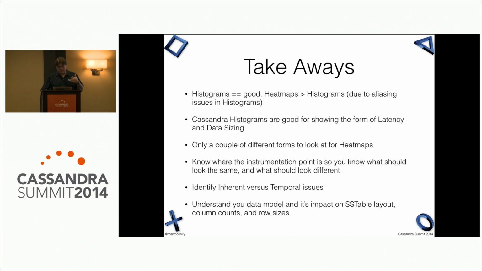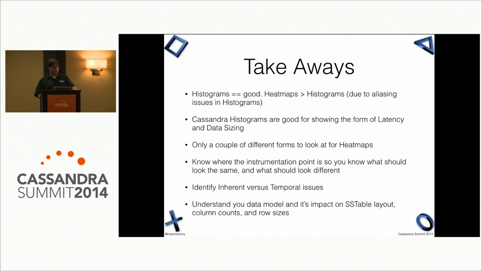So reiterating, histograms good, heat maps are better, mainly due to that aliasing. You can do histograms or heat maps based on some of the charts that I was doing. You can run cfhistograms multiple times and collect that data and piece it together yourself. Take your pick. Histograms and heat maps are good about showing the form of your data, but not really giving you this is good or this is bad. You still have to make that decision. There aren't too many different forms that you can see with regards to these. The same three common patterns are really going to crop up.